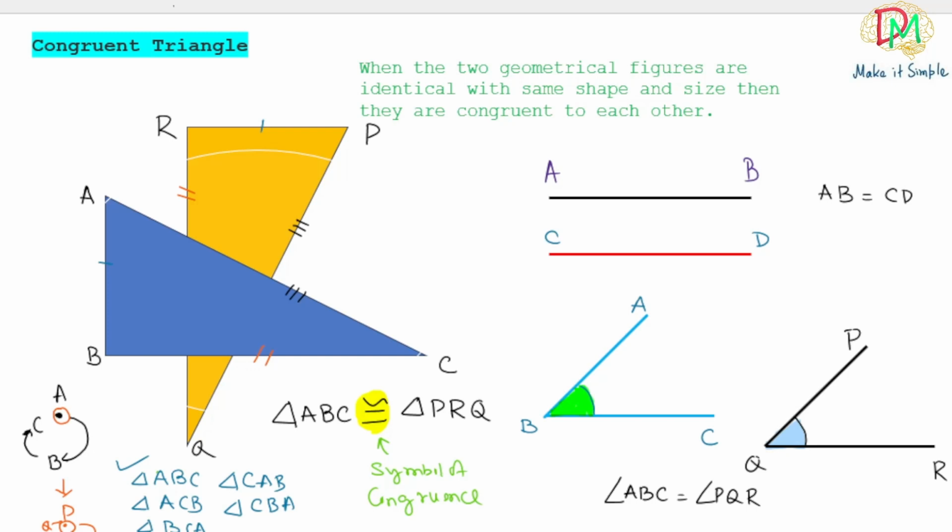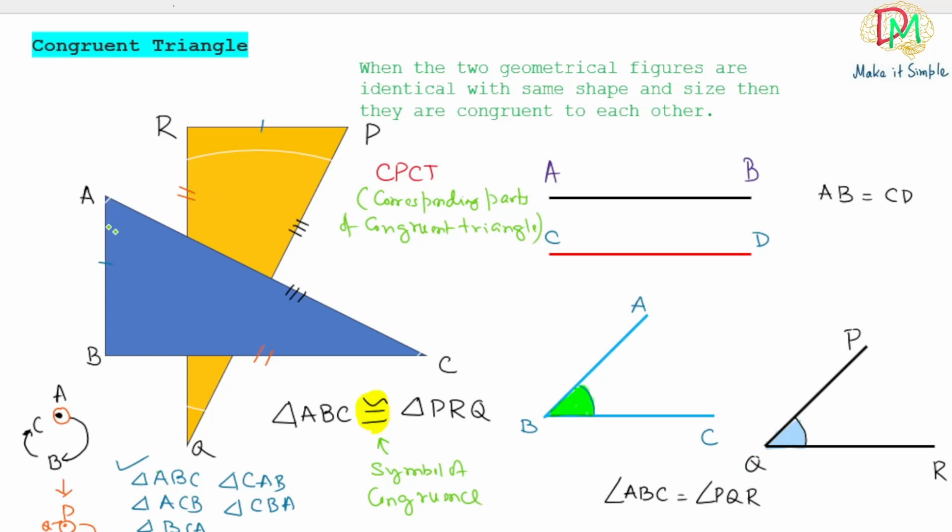Now we learn the CPCT rules. What is the full form of the CPCT? Corresponding parts of congruent triangles. Earlier we learned that when two line segments are congruent to each other, they become equal, and when two angles are congruent to each other, they are equal. So this concept we can apply.